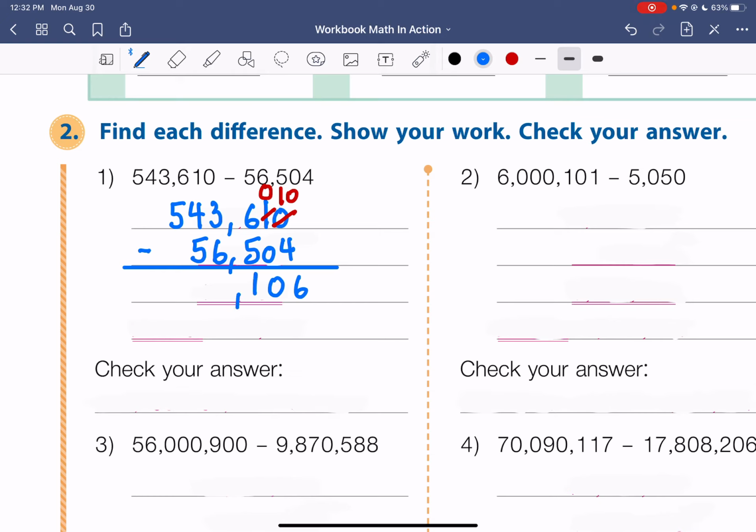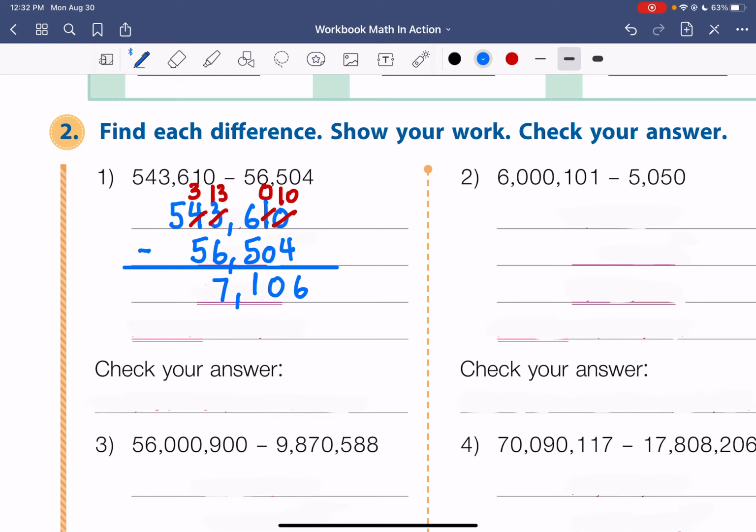All right, 3 minus 6. 3 minus 6, not possible, right? We're going to borrow. This becomes a 3. This becomes a 13. So 13 minus 6, we get 7.